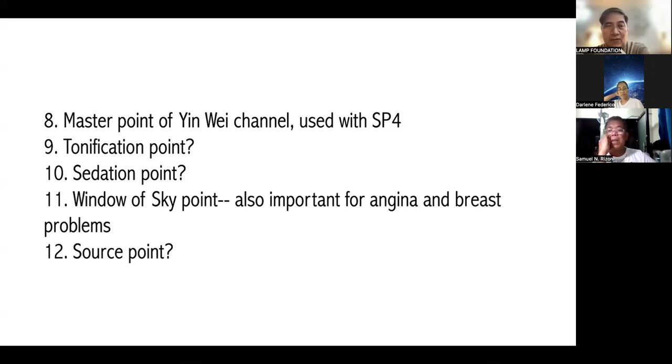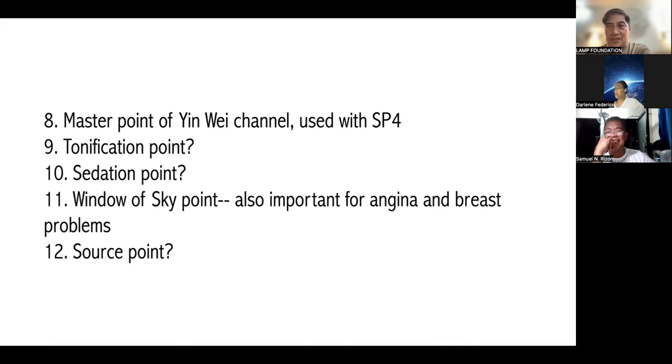Okay, what is the tonification point, Dr. Sam? That's PC9, pericardium 9. And the sedation point is PC7. What is a window of sky point? That is pericardium 1.